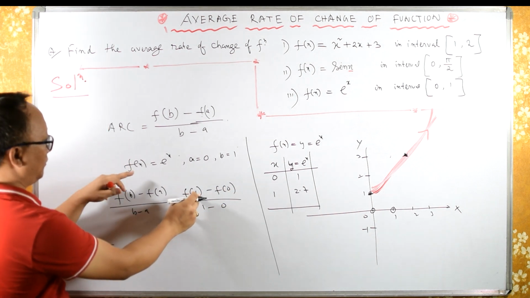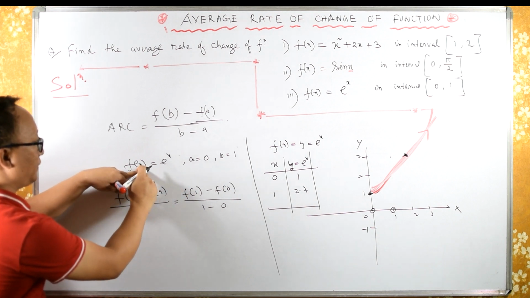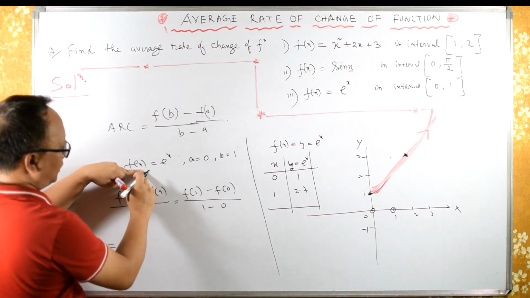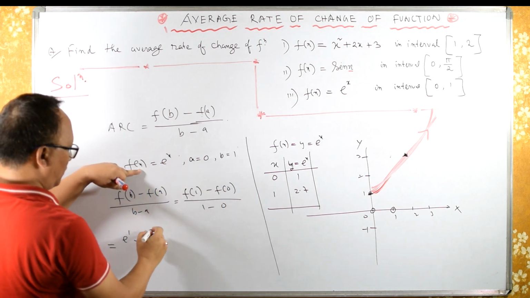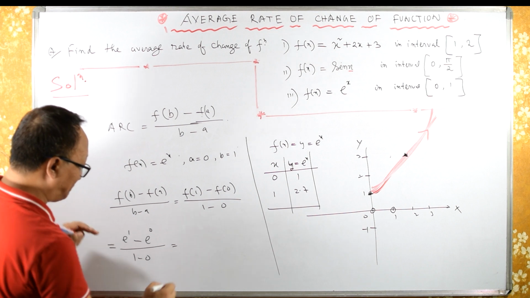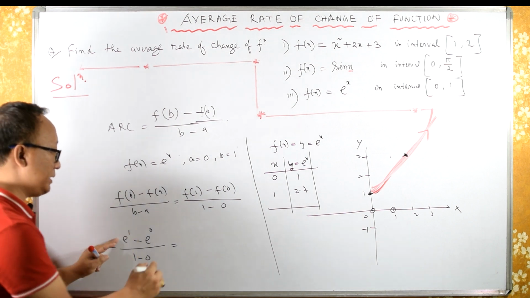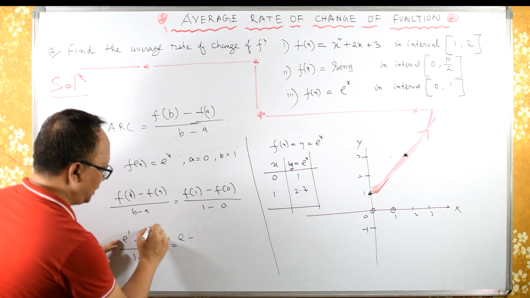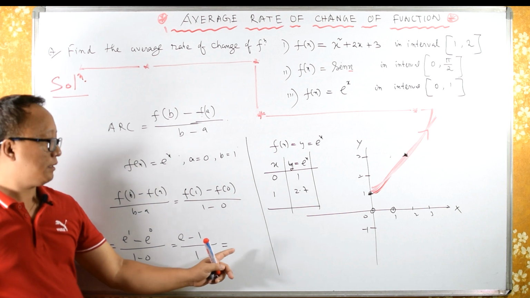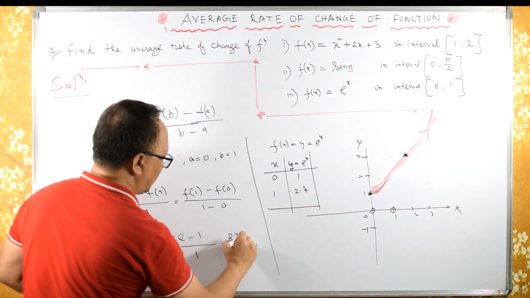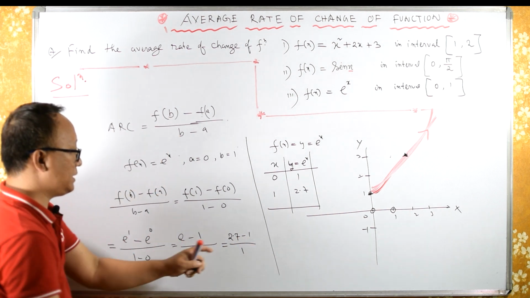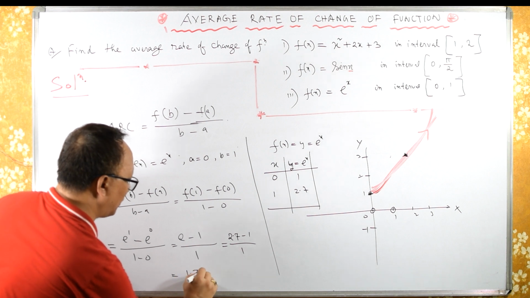Now, f of 1, if I substitute here, is e raised to 1, minus f of 0, if I substitute over here, e raised to 0, upon 1 minus 0. So e minus e raised to 0, which is 1, upon 1. We have the standard value, let's say 2.7, minus 1 upon 1. 2.7 minus 1 is 1.7 upon 1.